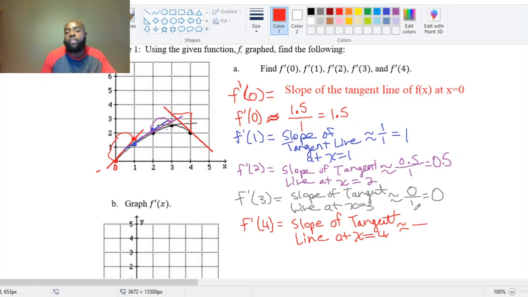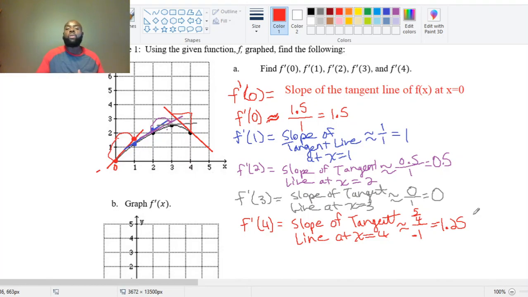So 1 1/4 is 5/4, and my run is 1. So that's about 1.25. My run is to the left 1, so that's the negative. So that'd be negative 1.25. All right. These are estimates. Yours may be a little different because we're drawing tangent lines. It's a little subjective here, but in general, they should be close to those values there, right?